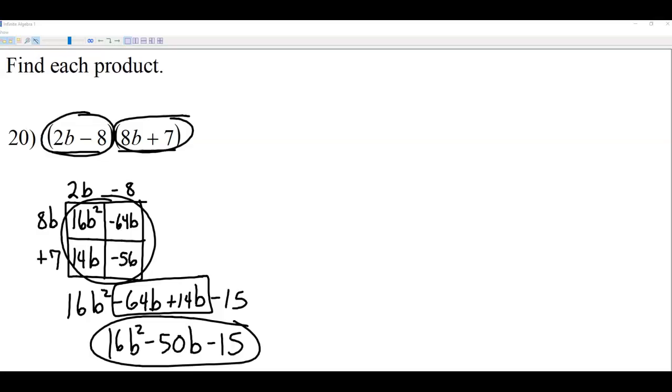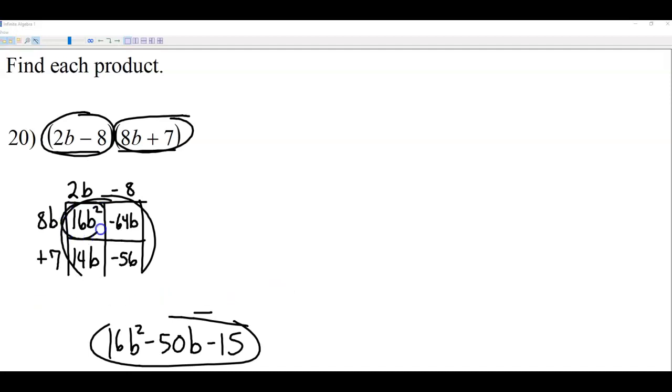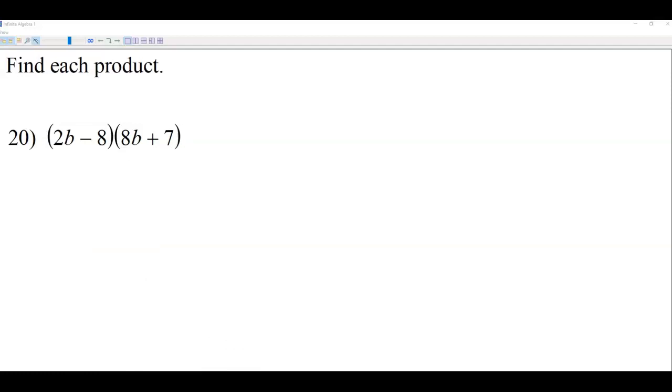Now, to save yourself some work, if you can do some mental math, instead of writing the step there that I just erased, you could just write the first answer here, the last answer here, and you can get this answer simply by combining these middles together, those diagonal numbers, if they're the same term, and usually they'll be like terms. Not always, but usually. All right, let's go ahead and take a look at number 22.